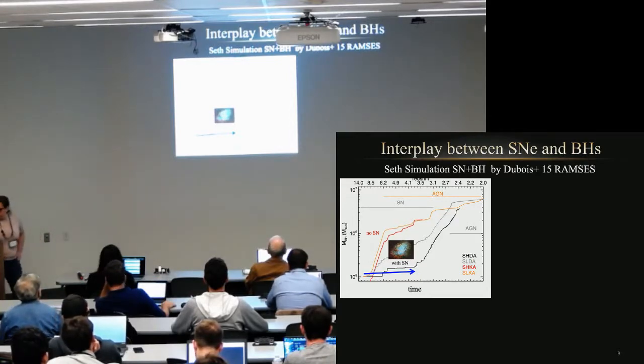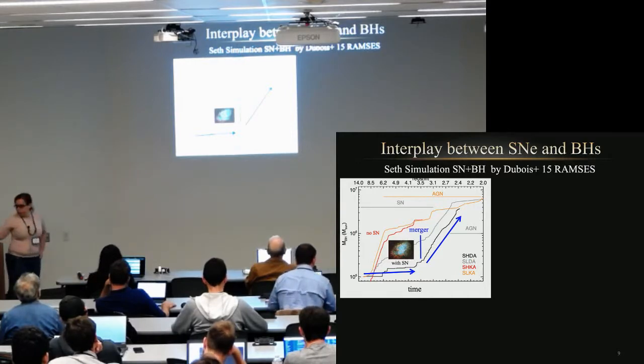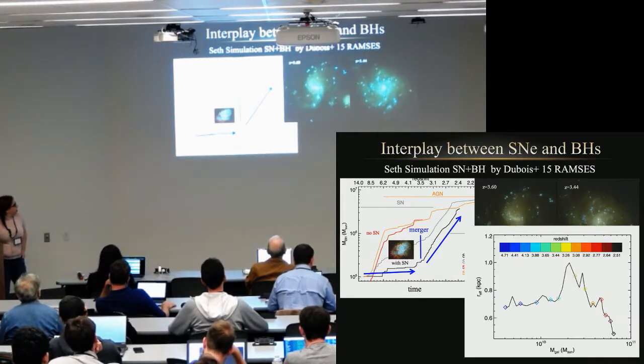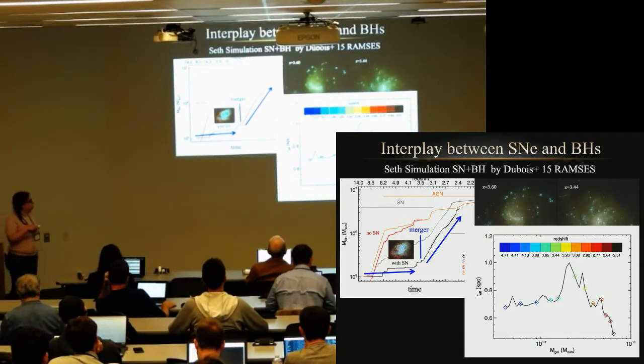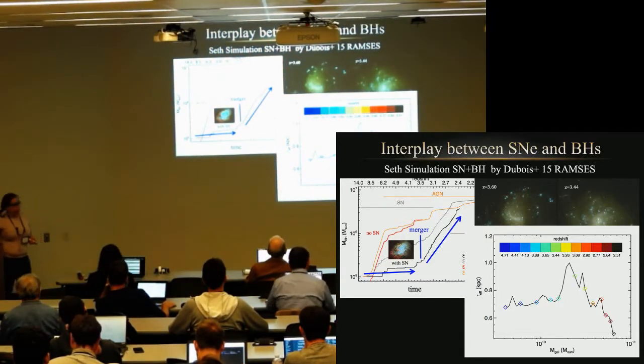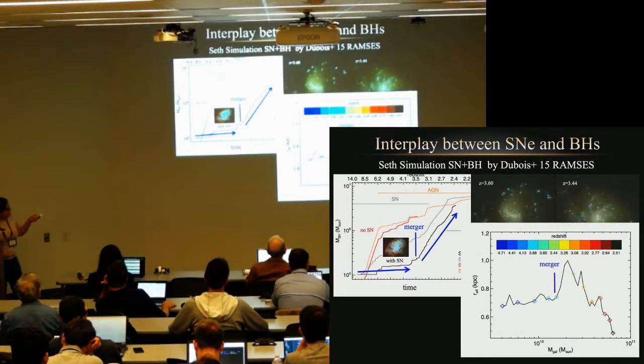So we find in this case there's a merger occurring just before this growth of the black hole. So this is the effective radius versus the mass of the galaxy. And this is the merger. And once you see this, after this merger, you get a decrease.